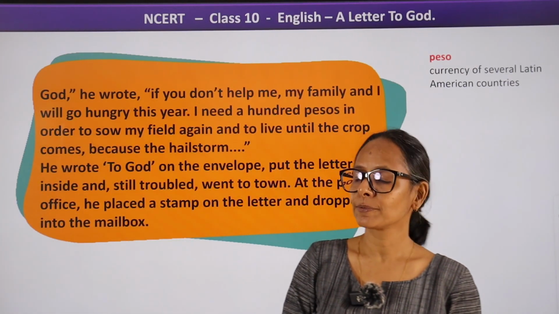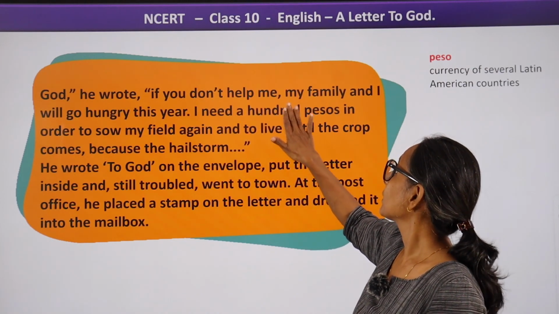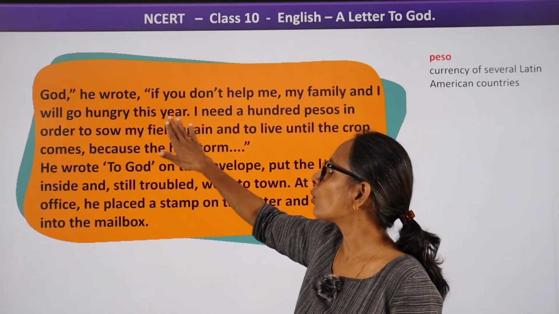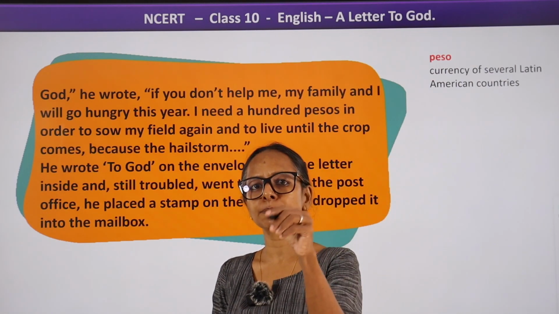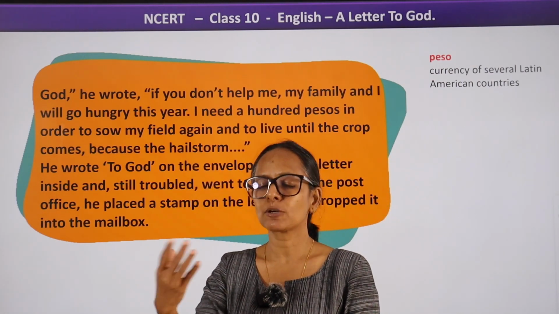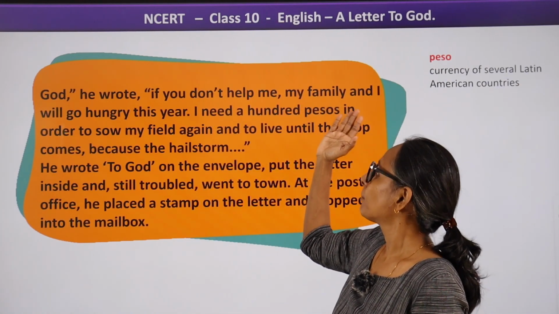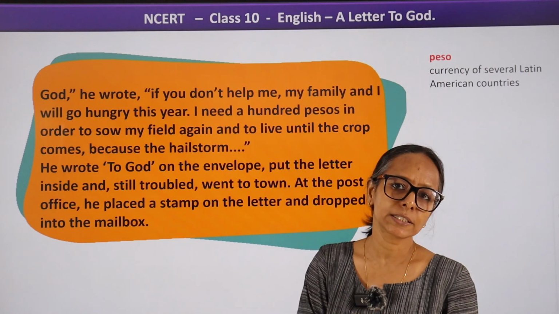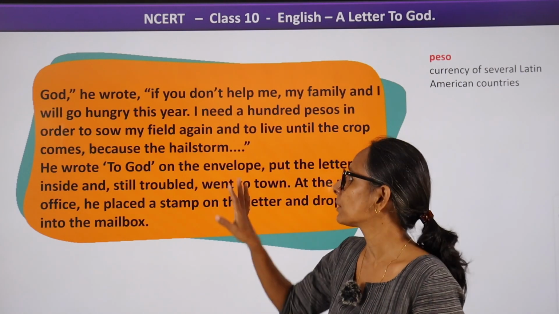What does he write? God, he wrote, if you don't help me, my family and I will go hungry this year. So how is he addressing the letter? He starts by writing God. So he is calling God, and what does he say? If you don't help me, my family and I will go hungry this year. So you have to help me. If you don't, we will all become hungry.